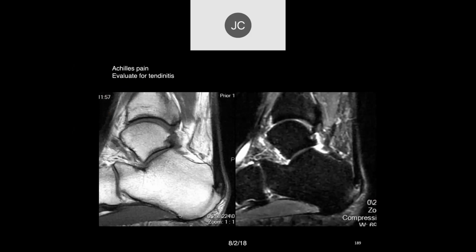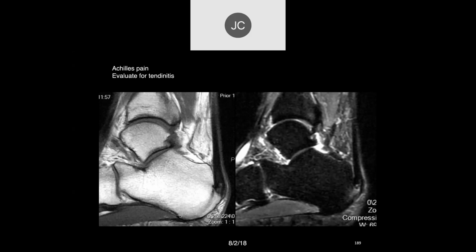Yeah, about 25% of people don't have the plantaris, so it's nice to have it if you're going to do surgery. And sometimes it's a good support for non-surgical treatment also. It's like an inside splint.